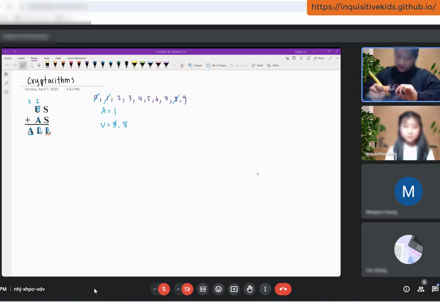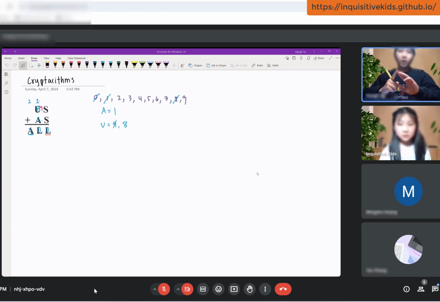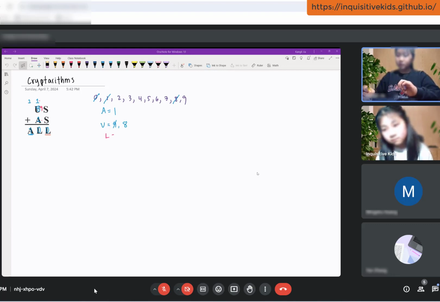And if you had U equals 9, and then you had 1 plus 9 plus 1, it would give you 11, right? So then L would have to equal 1. But because 1 is already taken by A, you can't repeat the value again. So L has to equal 0 no matter what.